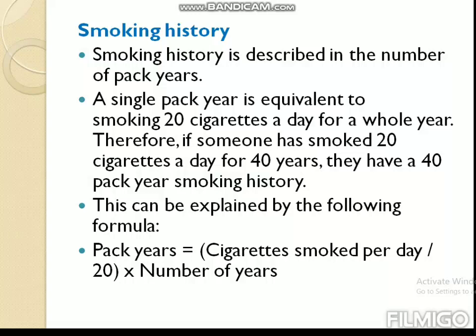Now, talking about smoking history. Smoking history is described in the number of pack years. A single pack year is equivalent to smoking 20 cigarettes a day for a whole year. Therefore, if someone has smoked 20 cigarettes a day for 40 years, they have a 40 pack year smoking history. This can be explained from the formula: pack years equals cigarettes smoked per day divided by 20, multiplied by number of years.